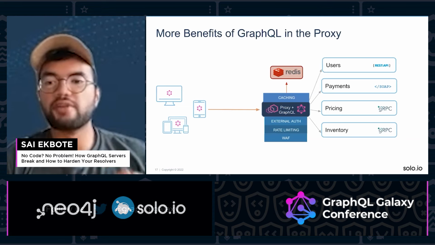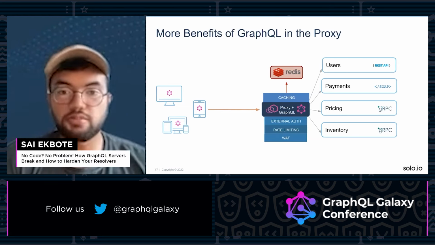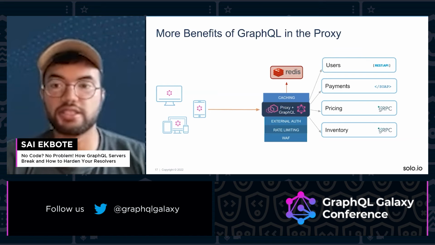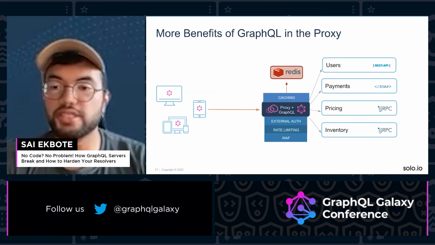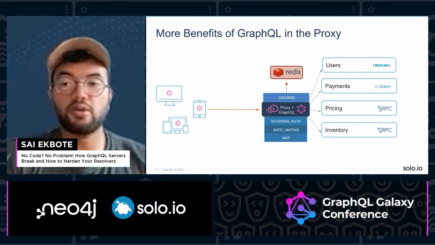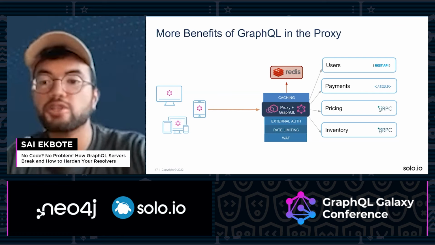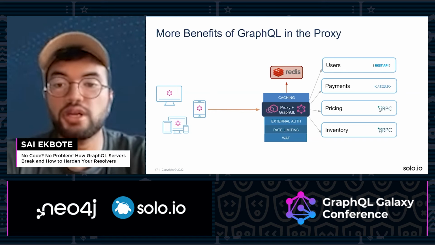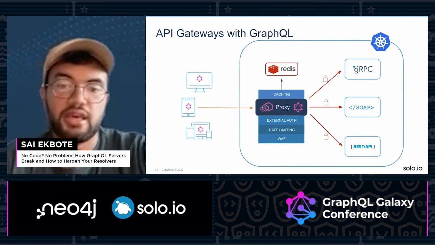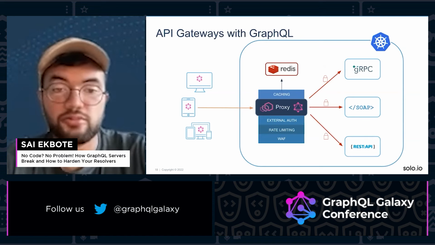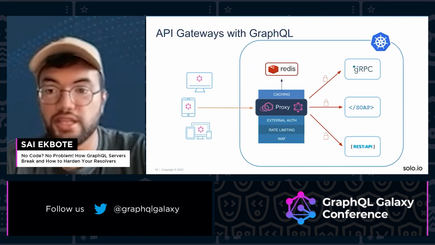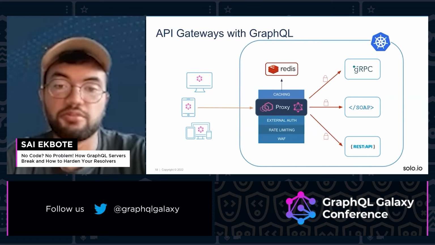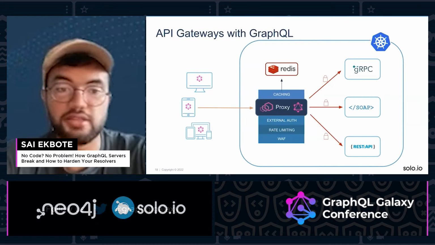So now that we have our GraphQL server as part of our proxy, we get a lot of benefits that previously came just from having proxies: caching, authorization, authentication, rate limiting, web application firewall, as well as routing GraphQL traffic from users to the backend services. You can also have traffic routed securely via TLS to your backend services and have secure communication within your cluster from your proxy, your API gateway, to your backend services.